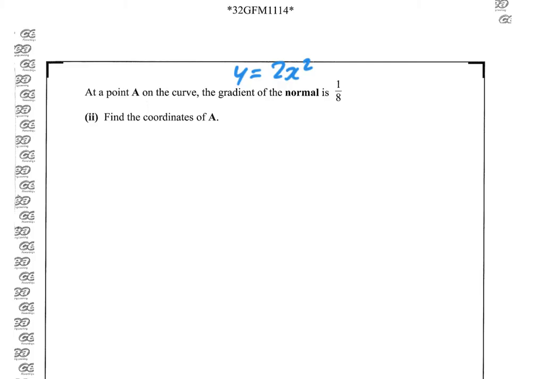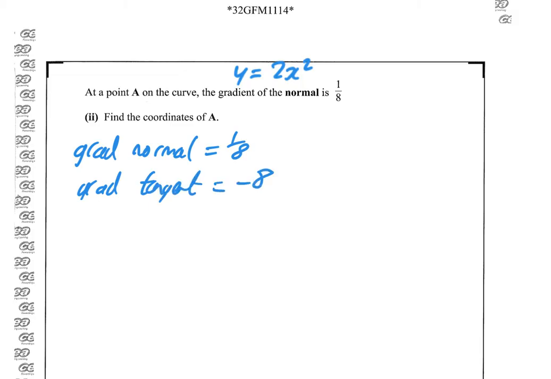Okay, part 2 of this question refers back to the first part, where the curve is y is equal to 2x squared. That's why I've written that there. It says at a point A on the curve, the gradient of the normal is 1 over 8. So the gradient of the normal is equal to 1 over 8. That means the gradient of the tangent is the negative reciprocal of that, which is minus 8.